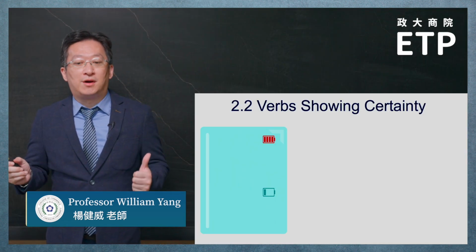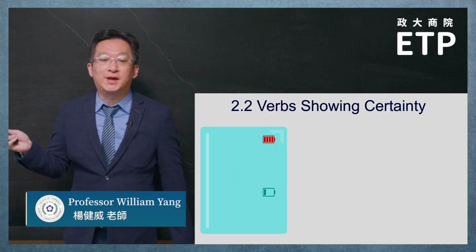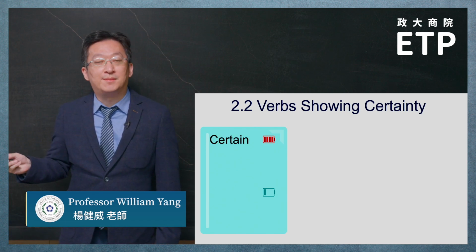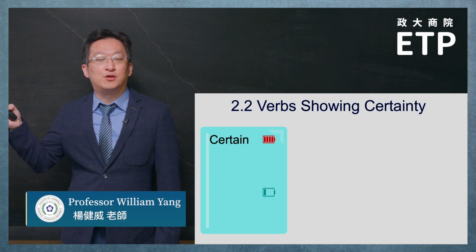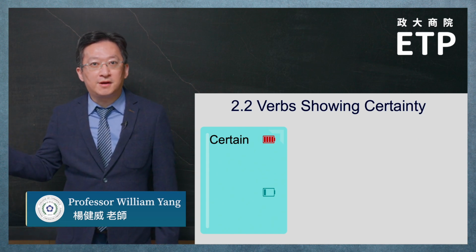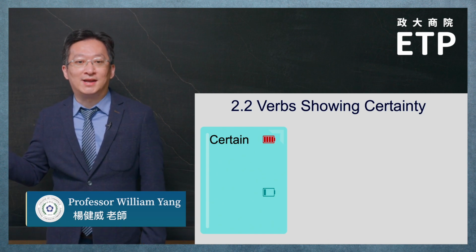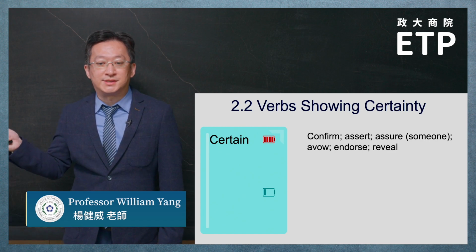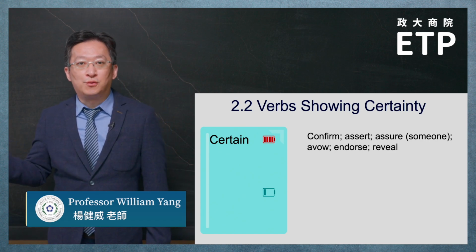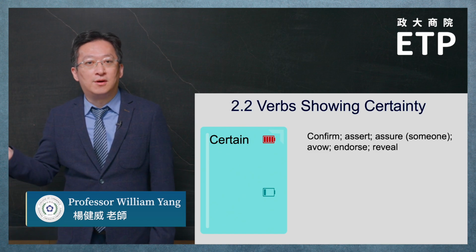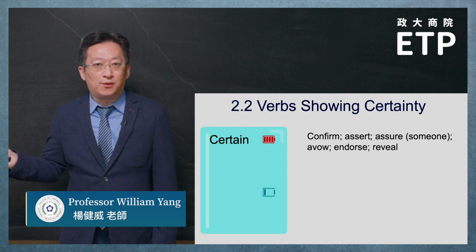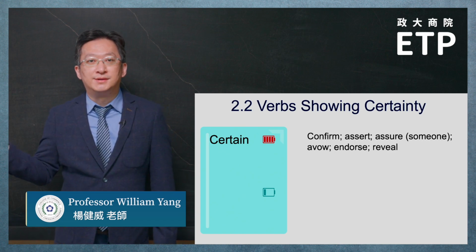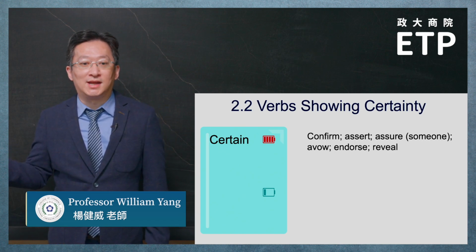And now let's also talk about some other reporting verbs. We can also classify the reporting verbs in terms of certainty. For example, we have reporting verbs that show that the speaker or the author is very certain about the idea. You can try, for example, confirm, assert, assure someone, avow, endorse an idea, endorse someone, or reveal someone's view clearly.